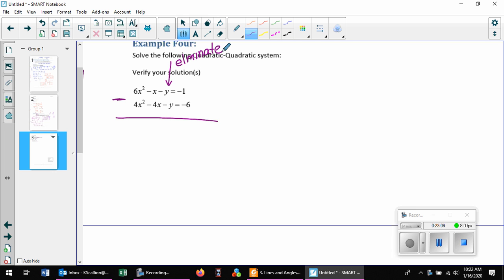So 6x squared minus 4x squared should leave me with 2x squared. Negative x minus a negative 4x is going to leave me with positive 3x. The y's should go away. If they don't go away, you've done something incorrectly. And then I've got 5. Right? Yes? You good? So it's an x squared. So I know that it's going to be equal to 0. That's a negative 5 there.